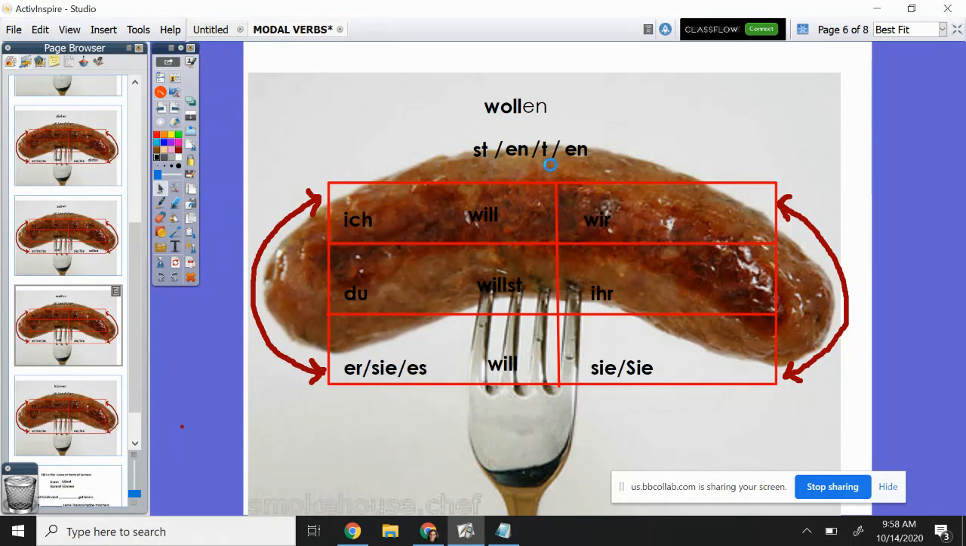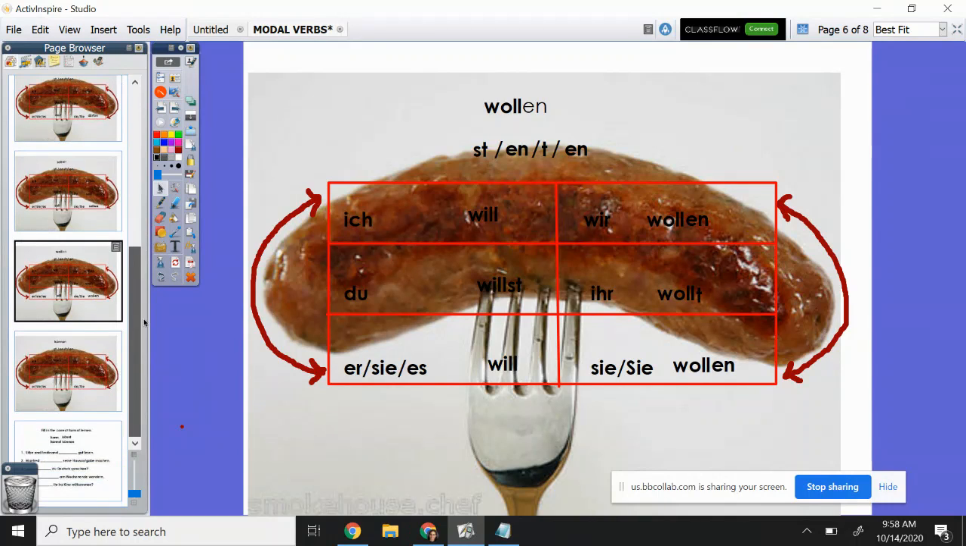And then wir wollen, and then sie wollen. And then the ihr form, take the same stem on that side, but we're going to end it in a T. Ihr wollt. Wollen means to want to.